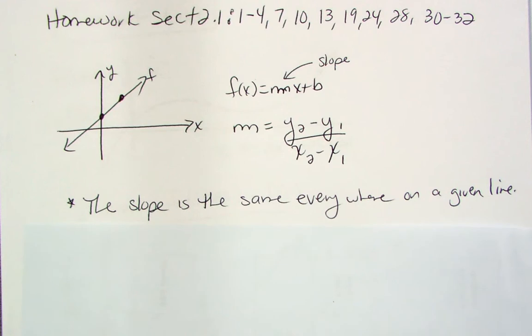The slope is the same everywhere on the given line. On any straight line, the slope is all the same no matter what 2 points you pick. So that's what we know.